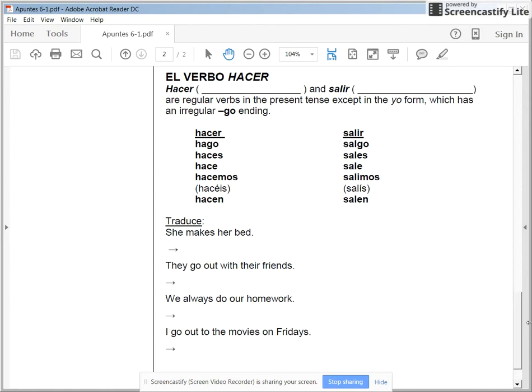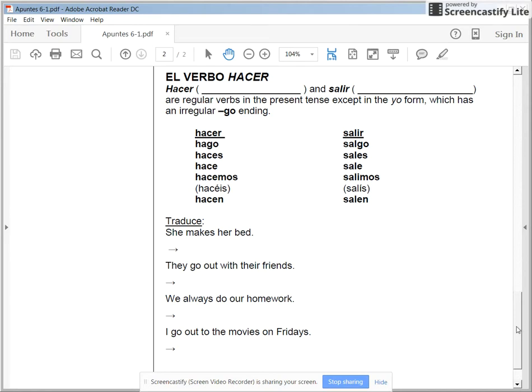Yo hago, tú haces, él hace, ella hace, usted hace, nosotros hacemos, ellos hacen, ellas hacen, ustedes hacen. Moving over to salir, repeating. Yo salgo, tú sales, usted sale, él sale, ella sale, nosotros salimos, ustedes salen, ellos salen, ellas salen.